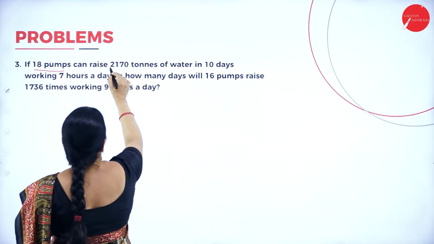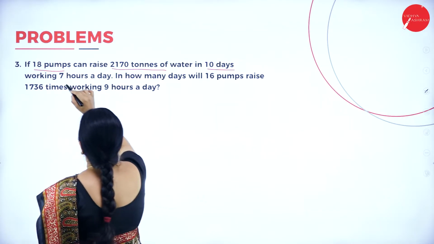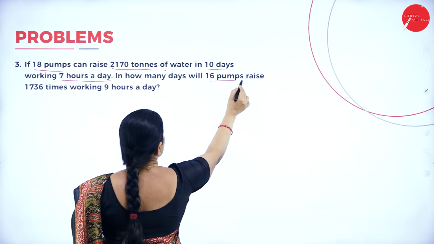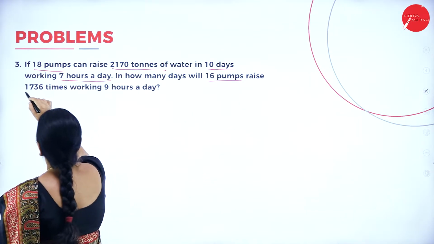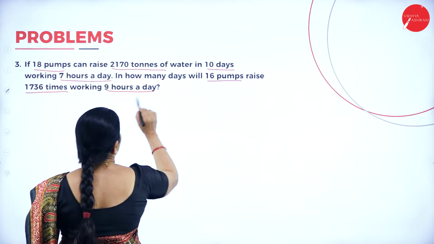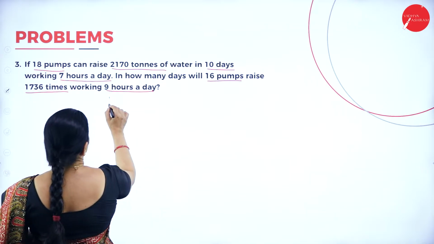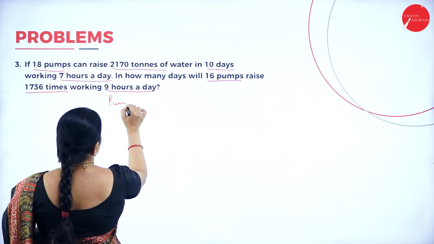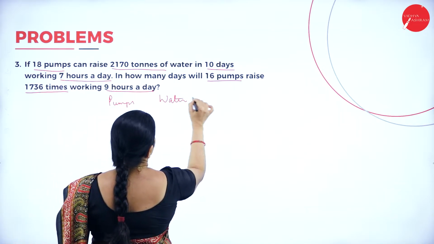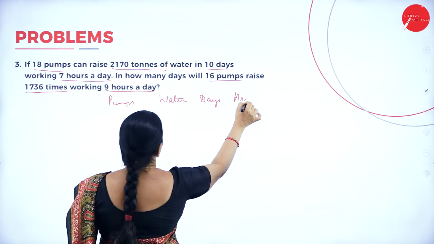18 pumps, 2,170 tons of water, 10 days, working 7 hours a day. In how many days will 16 pumps raise 1,736 tons of water working 9 hours a day? So we have to see what is given. See what pumps they have given, then water, then days, then hours.